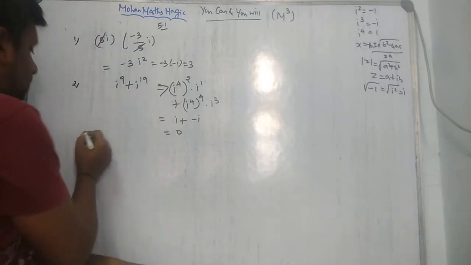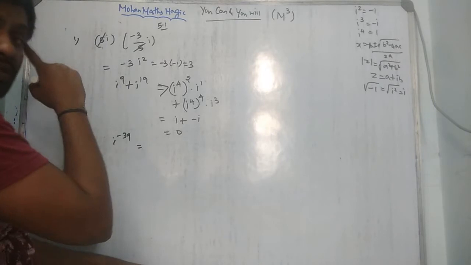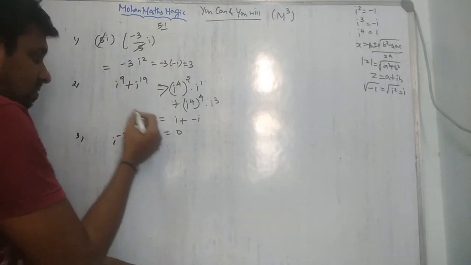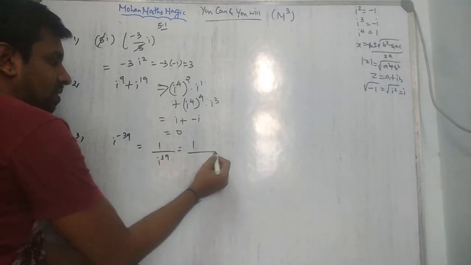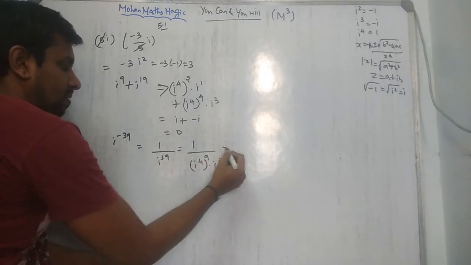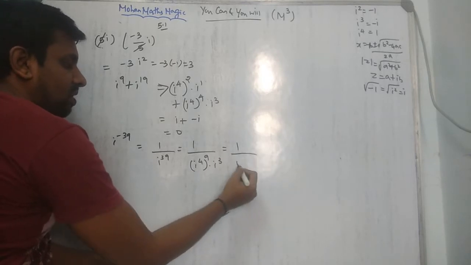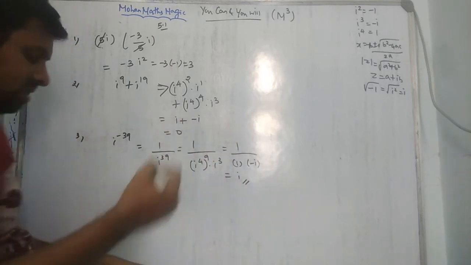Next, i power minus 39. For i power minus 39, first of all, it is 1 upon i power 39. So 1 upon i to the power 4 with 9, giving i cube. So 1 upon, this becomes 1 into minus i. 1 upon minus i, the answer is i. Next step.